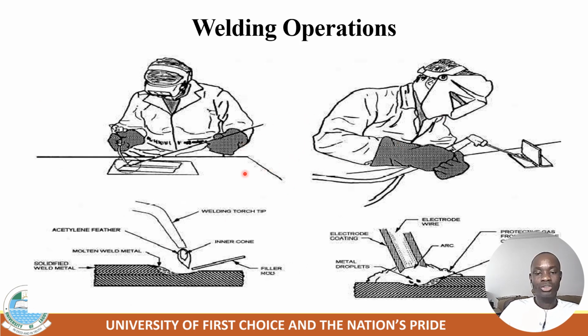This is a welding operation. The one at the right hand side here is a welding operation related to electric arc welding, whereas this one is gas welding. The source of power for this one is gas, whereas the source of power for this one is electricity.